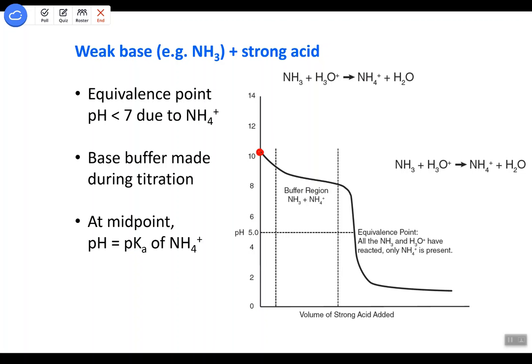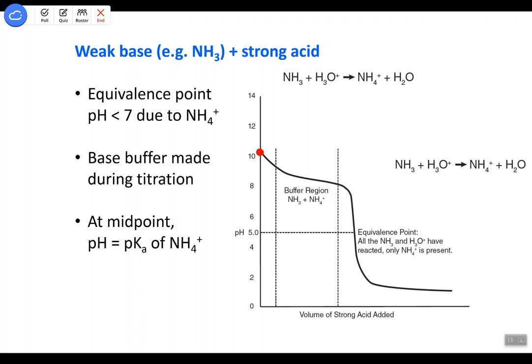In last class, we talked about how the indicator is actually a weak acid itself. And whether or not it has its proton in its protonated form or has lost its proton in its non-protonated form, that causes it to change color. And we want to choose an indicator that changes color around the pH point where we're expecting our titration to have that pH at the equivalence point.